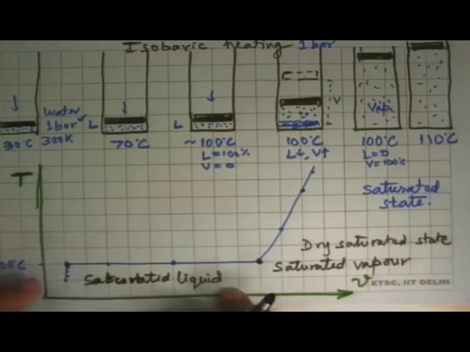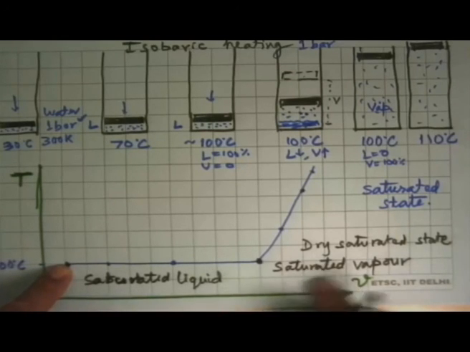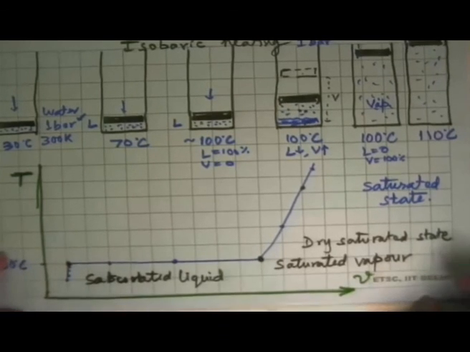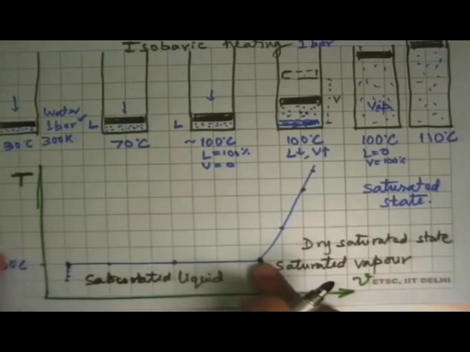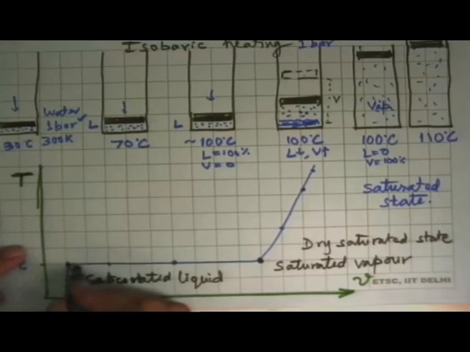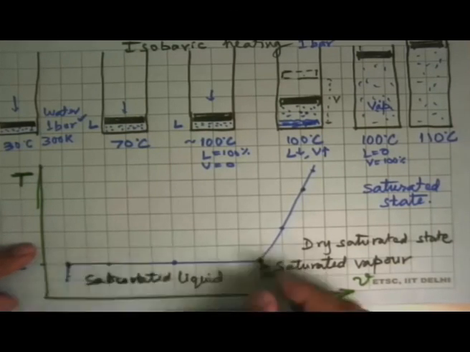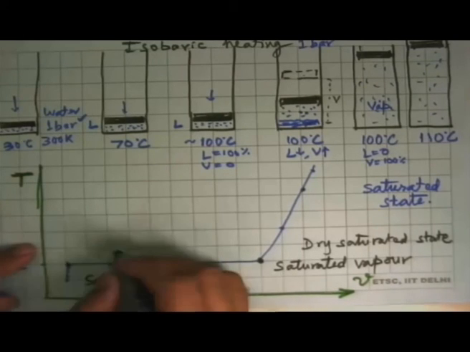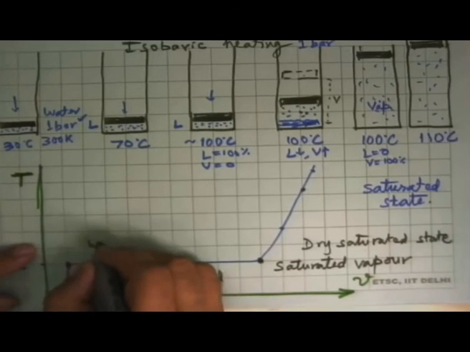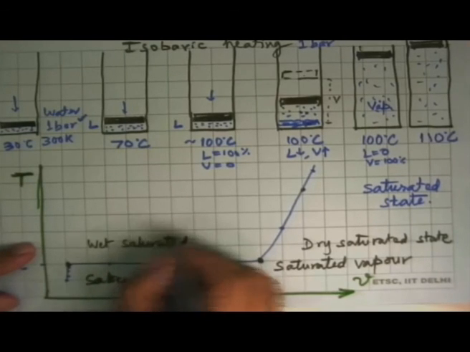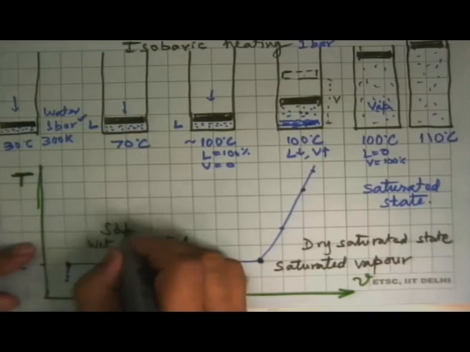So saturated liquid means isobaric heating will cause phase change. Saturated vapor means isobaric cooling will cause phase change. So we have now two limits that have come up, and then you have all states in between here where the pressure and temperature were both the same, specific volume kept increasing. All of these are saturated states, or we may call it wet saturated, or just plain saturated state.